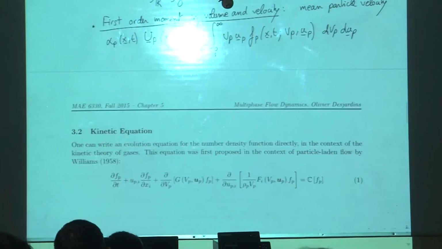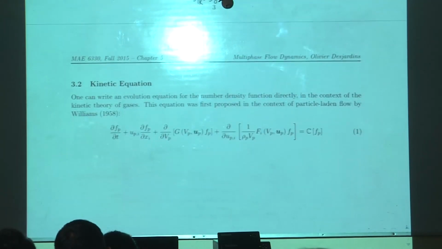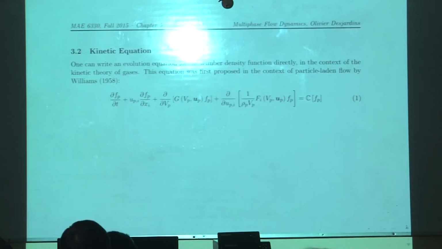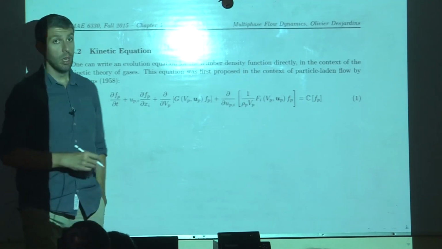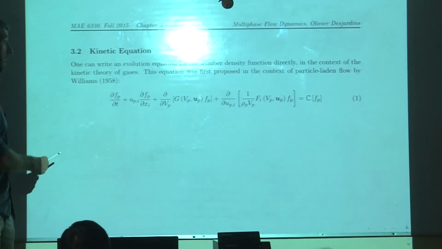We're going to apply the same exact idea and apply that to particles. So essentially, we're going to make use of the so-called Boltzmann equation, but recast in the context of that number density function, but not applied to a collection of randomly moving molecules, but applied to a collection of randomly moving particles. So the first person to have done that is Williams, and that has led to the so-called Williams-Boltzmann equation that dates back over half a century now.